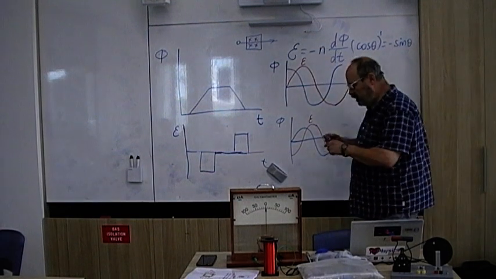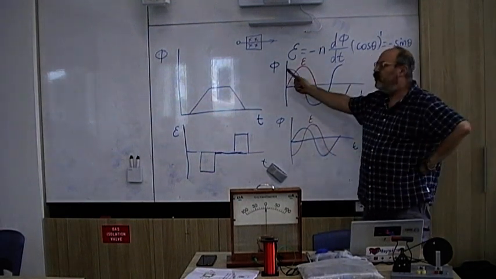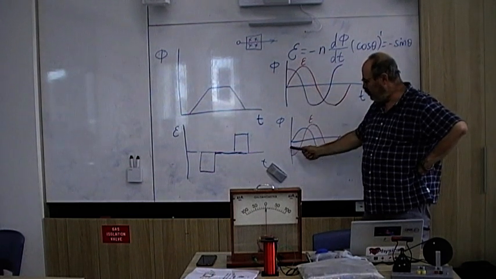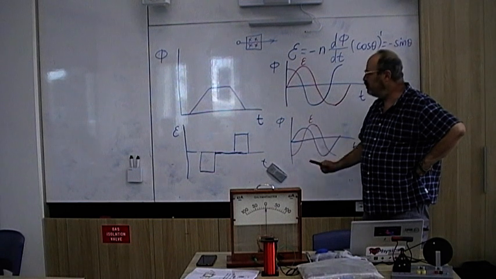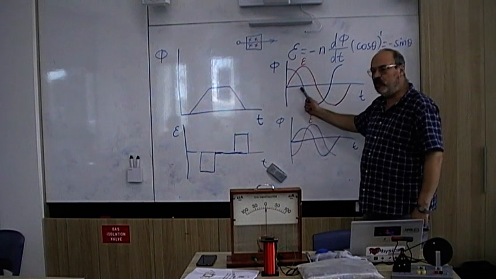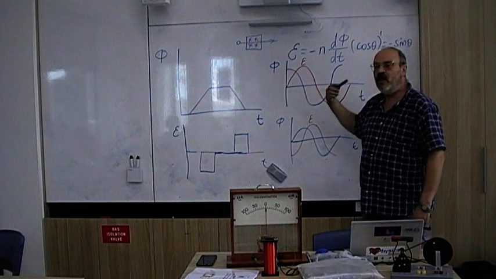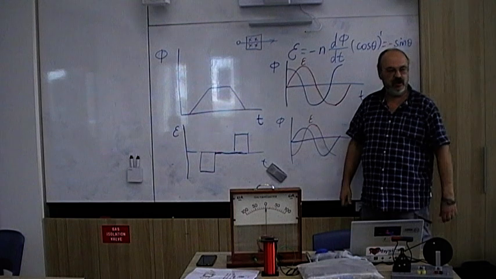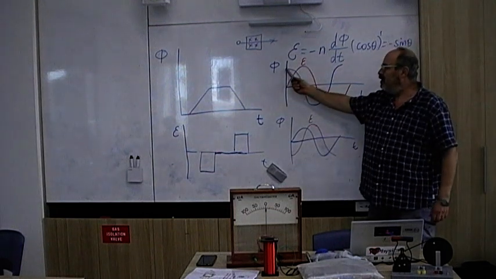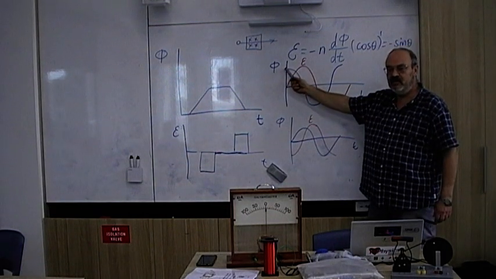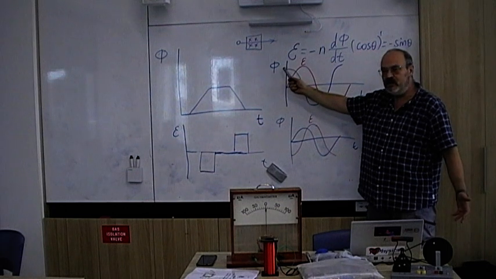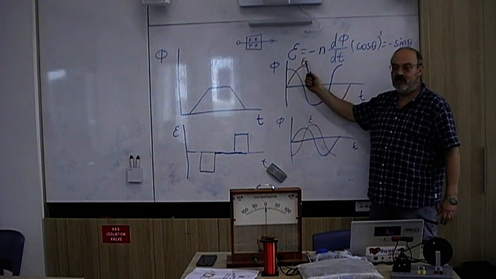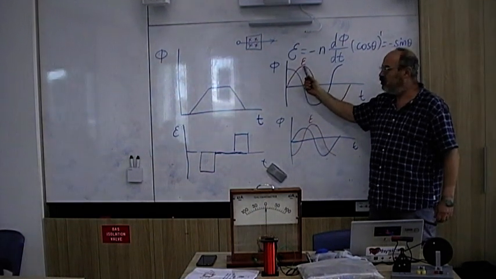What important observation can we see? When flux is maximum, EMF is 0. Here same thing, flux maximum, EMF 0. Flux 0, EMF is maximum. Why is that? Because EMF is the rate of change of the flux. And here we have a stationary point, there's no rate of change, it equals 0. Here is the maximum rate of change. So we have maximum rate of change, we have maximum EMF.